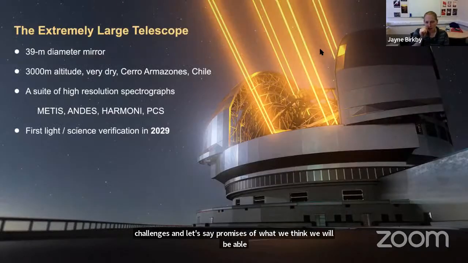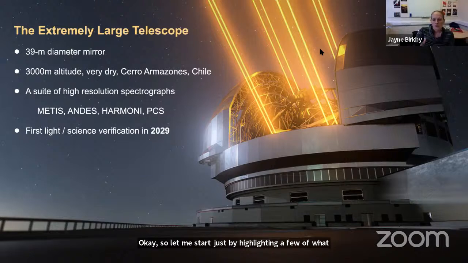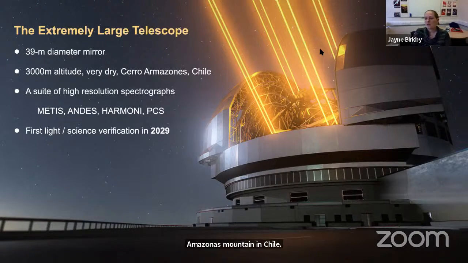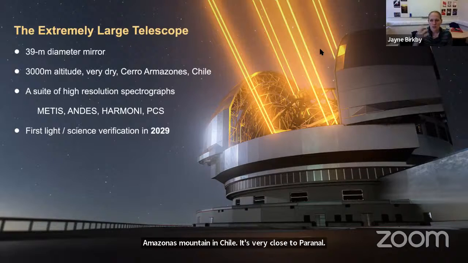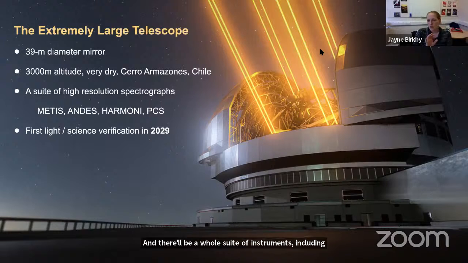Okay, so let me start just by highlighting a few of what the extremely large telescopes' capabilities actually are. So the biggest one will be ESO's Extremely Large Telescope. It's going to have a 39-meter diameter mirror, and it will be located in an extremely dry atmosphere on the Cerro Armazones mountain in Chile. It's very close to Paranal. I've been there. It is extremely dry, so that bodes very well for dealing with some of that telluric contamination. And there'll be a whole suite of instruments, including METIS, ANDES, HARMONI, and in the future PCS, that will be able to do high resolution work.